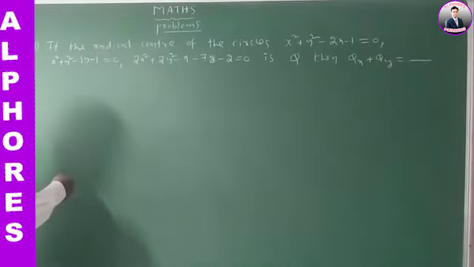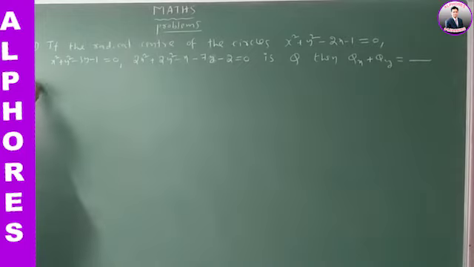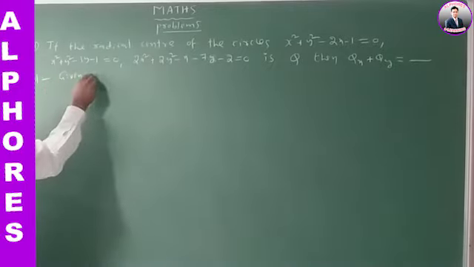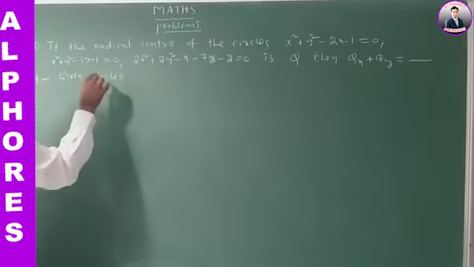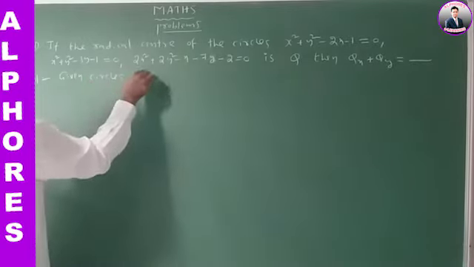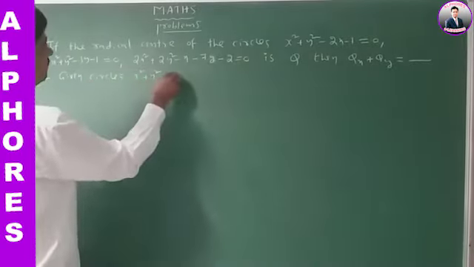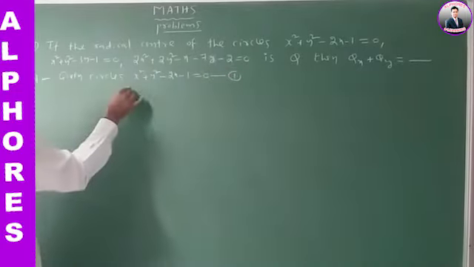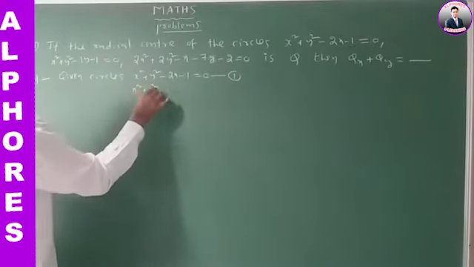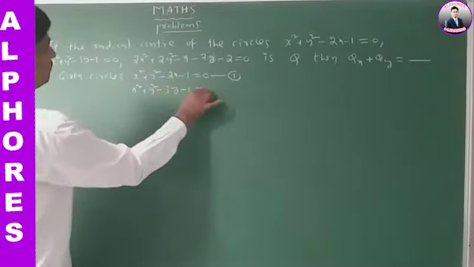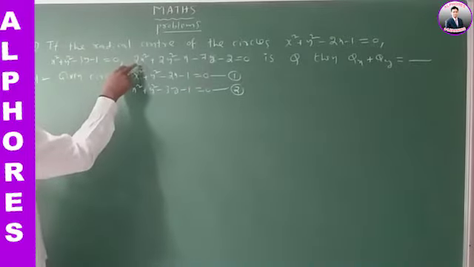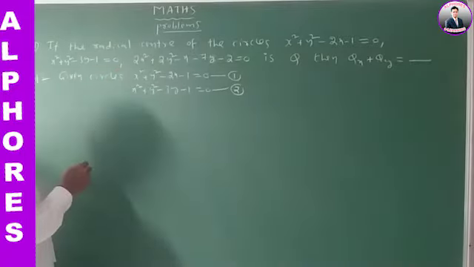Here, first find the radical center of the three circles. Solution. Given circles: first one, x square plus y square minus 2x minus 1 equal to 0, equation 1. Next, x square plus y square minus 3y minus 1 equal to 0, equation 2. Next, the third circle: dividing with 2, convert this equation into general form.